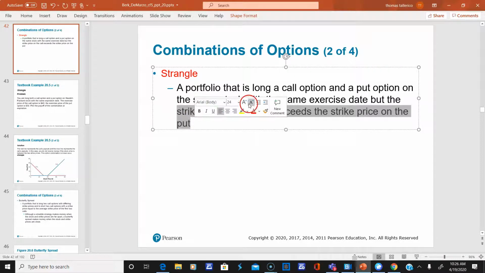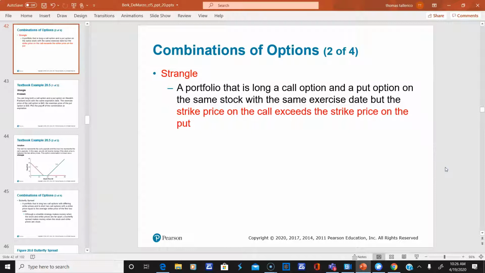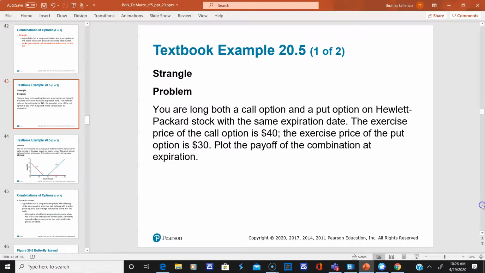So the reason you do that is basically the underlying stock has to move a lot further for you to make money on that, and there'll be a dead band. So your long call and put, on HP, the strike price of the call is 40 and the strike price of the put is 30. See, this is larger than that, right?